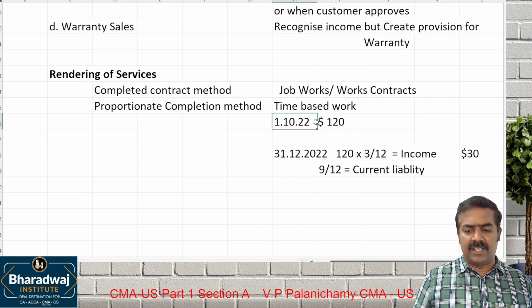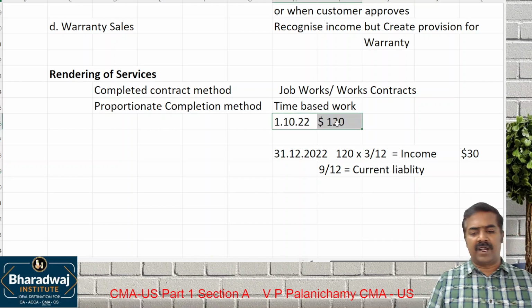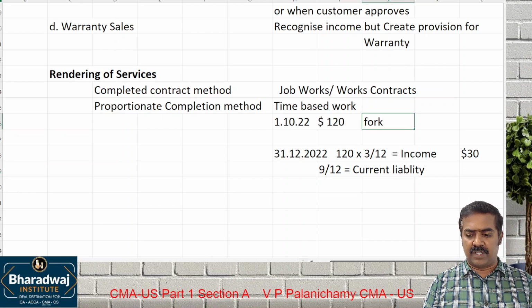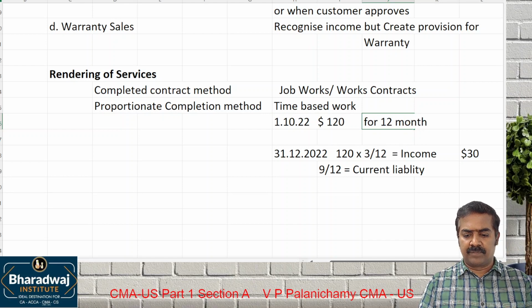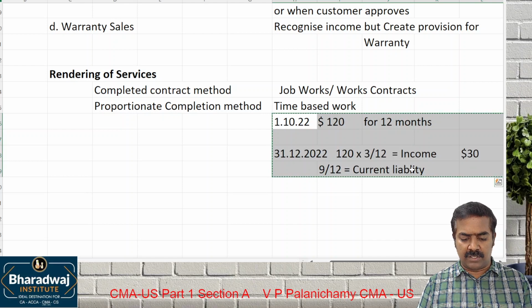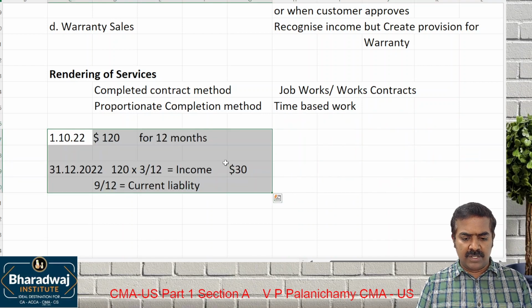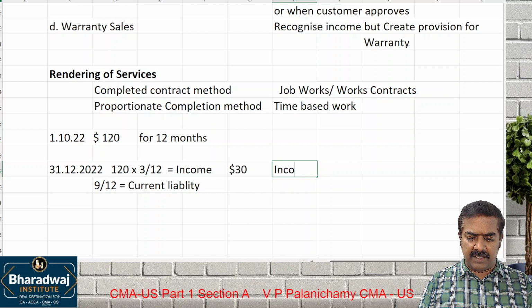Clear? A person has taken $120 for rendering services for 12 months. On 31st December 2022, how will this be treated in the books of accounts? Simple. This income will be recorded in the income statement.